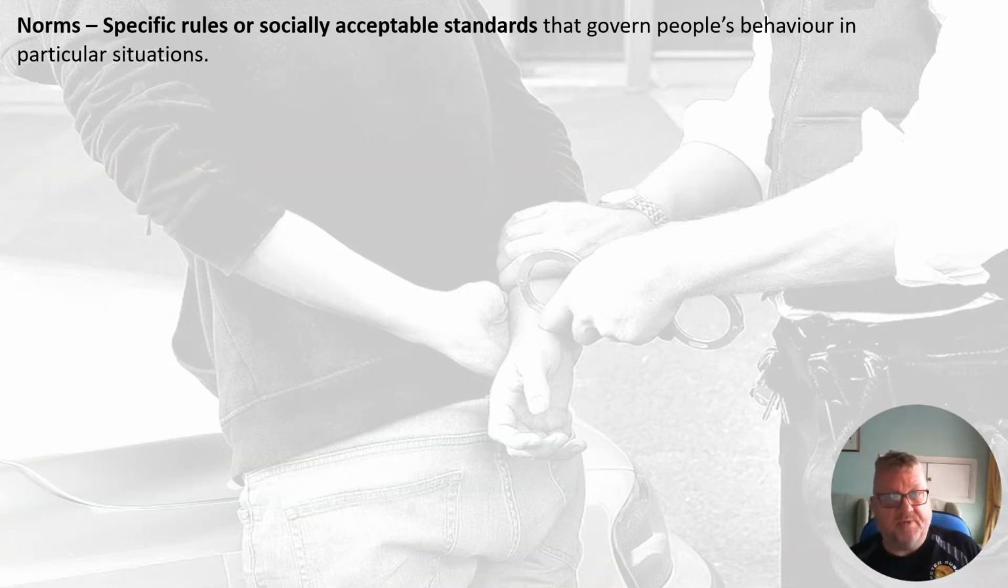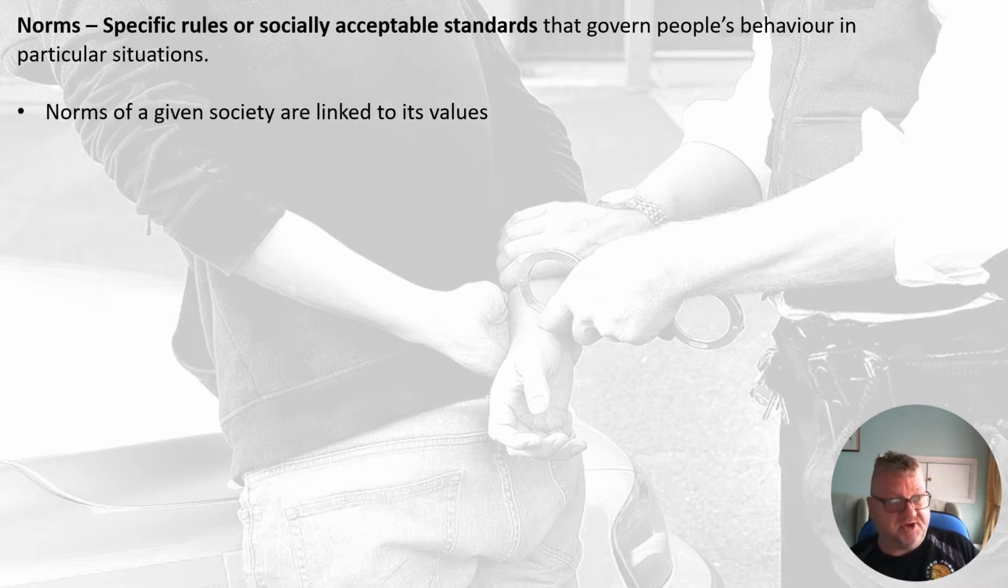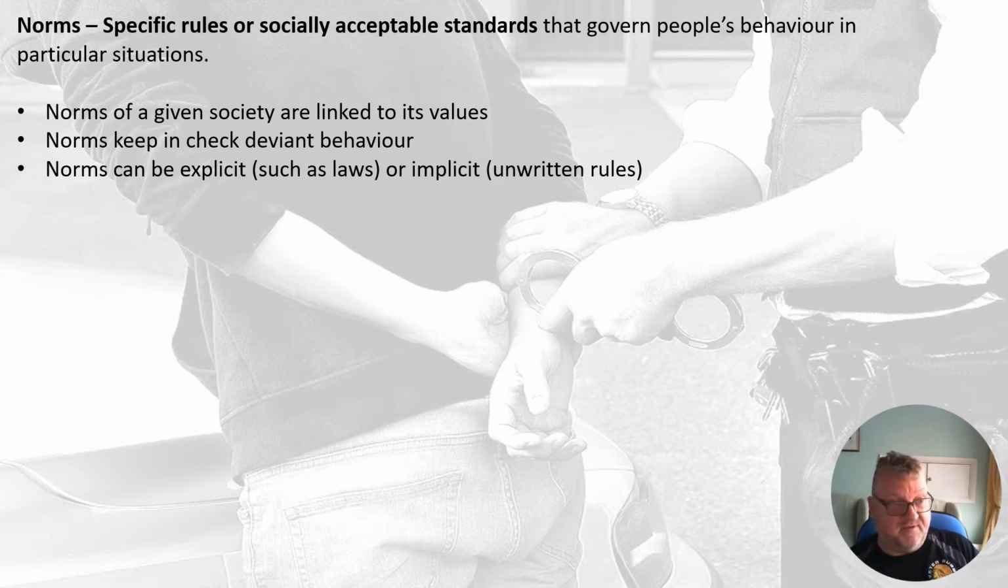So a norm is a specific rule or socially acceptable standard that governs people's behaviour in particular situations. And norms are linked to how we are brought up in society. Norms are related to society and are linked to the values of that society. So norms are societal, and they keep in check deviant behaviour. Now I'm going to define what deviant behaviour is in a little while, but just remember that norms are designed to stop us from indulging in deviant behaviour.